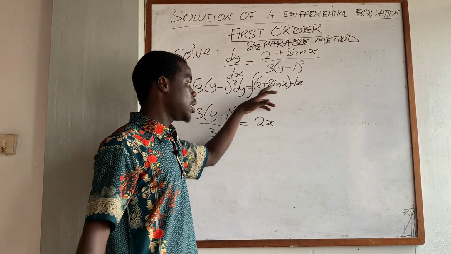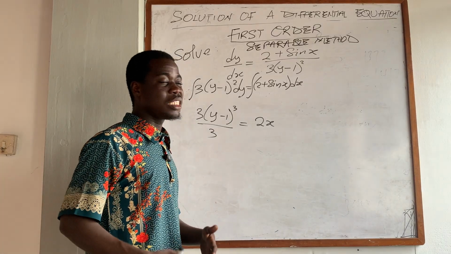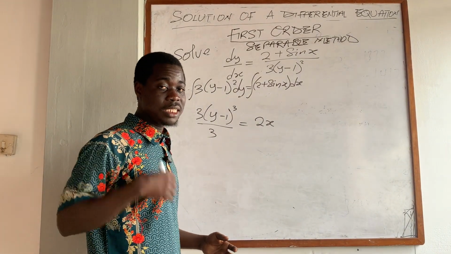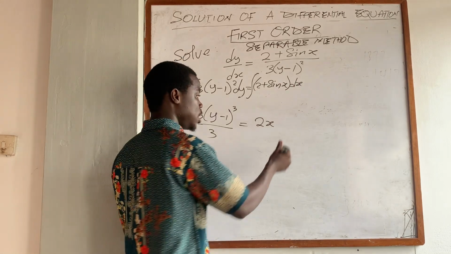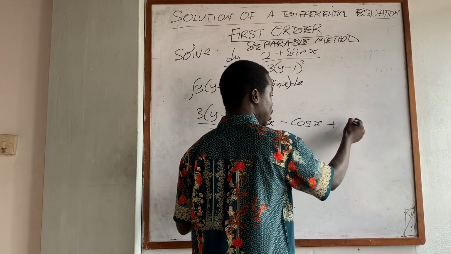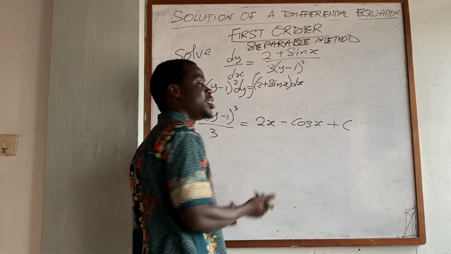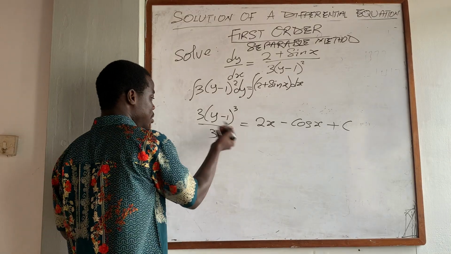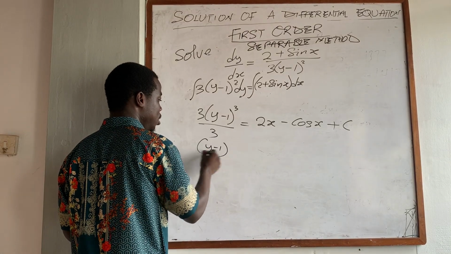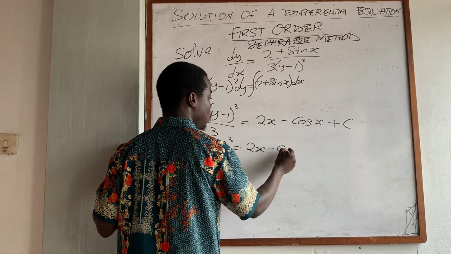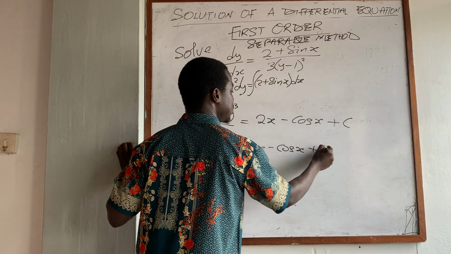All right, so here they are saying that if you differentiate cos, you will get negative sine. If you integrate sine, that means you will get negative cos. So here I will get negative cos x plus constant because it is indefinite. We don't have limits here. All right, so the next thing I will do is simplify. I will get (y minus 1) cubed, right? And it's equal to 2x minus cos x plus c.